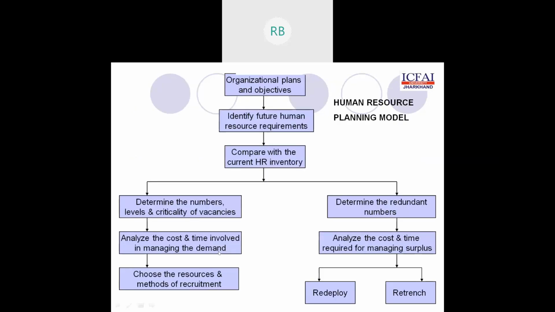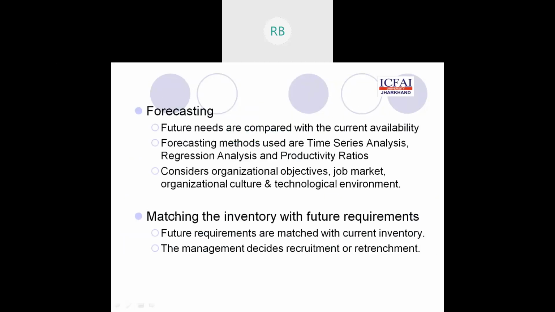Next, forecasting. Future needs are compared with the current availability. Forecasting, you have already studied, I think, in QM: time series analysis, regression analysis, and productivity ratio. By these three methods, we have to forecast the job market, we have to forecast the people, how much we are needing.